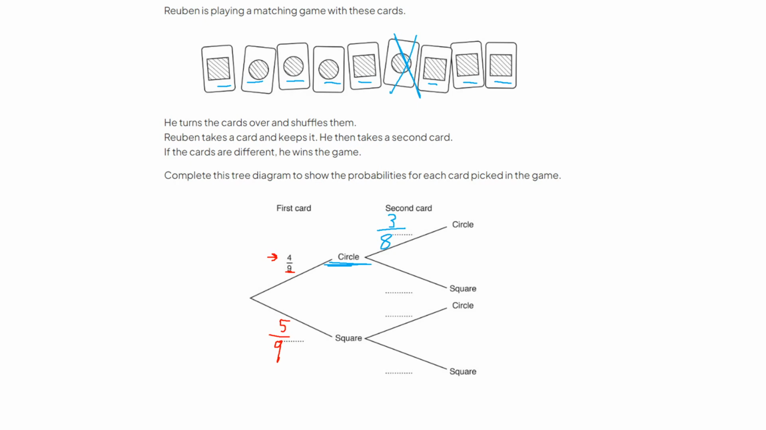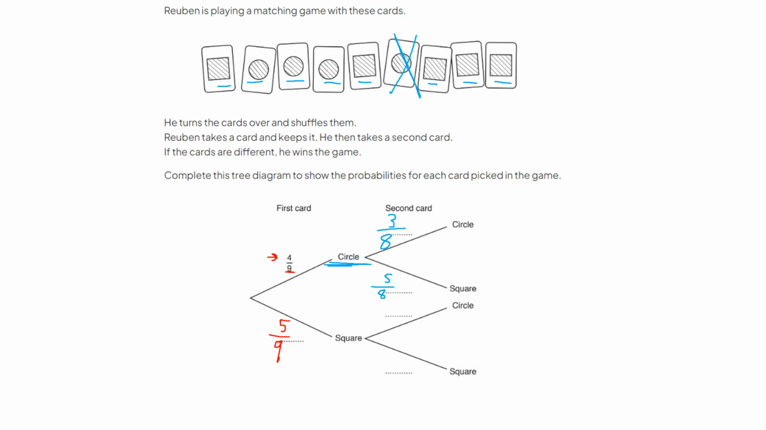However, if you look at the number of squares, the number of squares hasn't changed. So this will still be 5/9. Okay? 5/8, excuse me. There's still 5 squares, but now there's 8 cards in total. So our probability is 5/8.